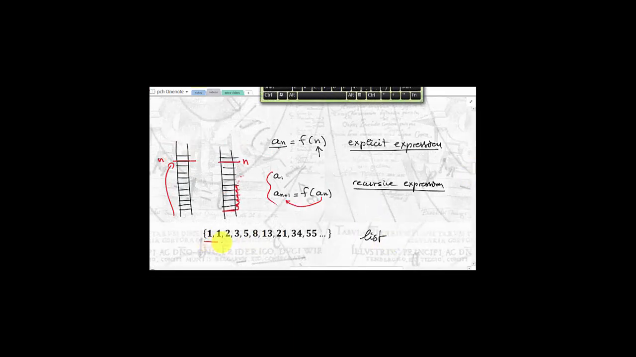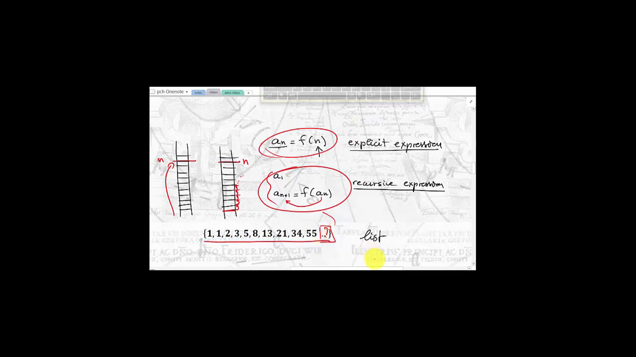Finally, the last way to write a sequence is just with a list. For example, with a list, we could write this: it's just 1, 1, 2, 3, 5, 8, 13, 21, 34, 55. I'm not sure how I go from one term to the next, or if there is a way to express it. Of course, there is a way, but it's not obvious to me. I've got to do some research. So these are the three ways to write a sequence.